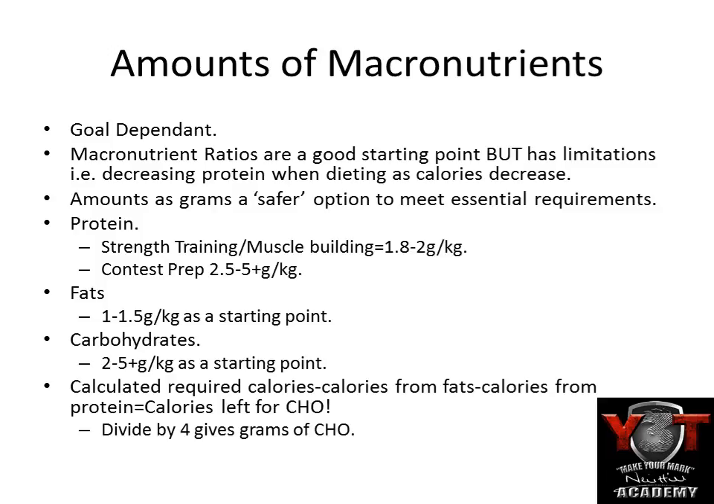I can then calculate carbohydrates, which are non-essentials. Okay, so carbohydrates, I've got 2,100 calories left. So that's your 4,000 minus your 1,000 from protein minus your 900 from fats is 2,100. Then I'm going to divide that by 4 calories to get my grams. Okay, so the bottom line on that is you calculate required calories minus your calories from fat minus your calories from protein equals your calories left for carbohydrate. Divide that by 4 gives you grams of carbohydrate, which in this case would be, I think, around 525 grams of carbs.